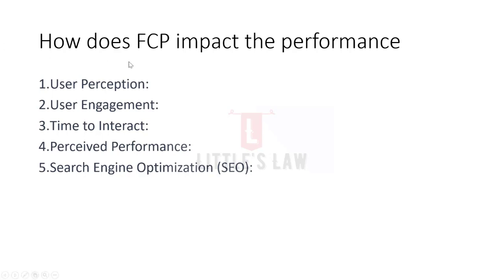So first, for example, the user perception. The FCP directly affects the user's perception of the web page's loading speed, and it represents the point at which something visible appears on the screen, providing feedback to the user that the page is loading. It tells the user, wait, the page is loading, just wait a few more seconds. A fast FCP gives the impression of a quick and responsive website, while a slow first contentful paint can make the page feel slow and unresponsive.